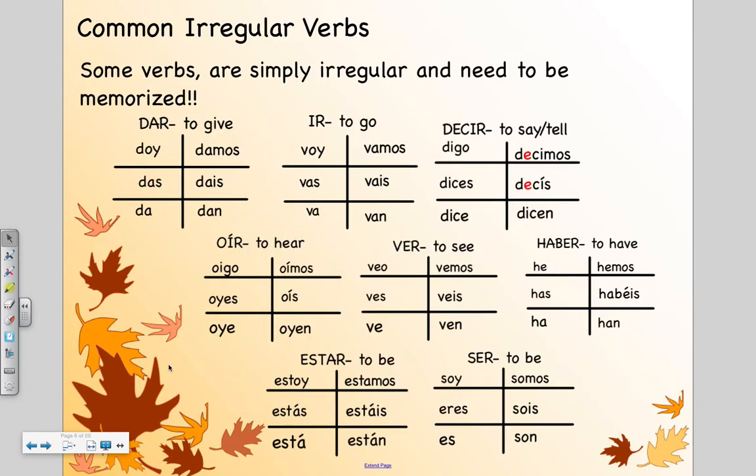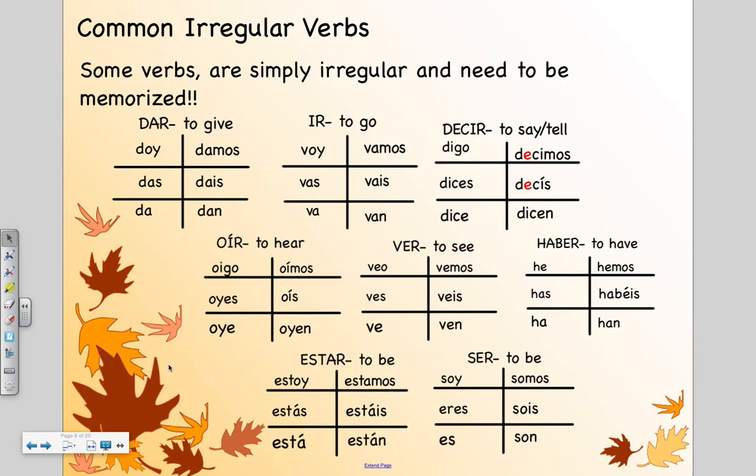And speaking of freakish little verbs, here are the major irregular verbs that you have to know. Dar, to give: doy, das, da, damos, dais, dan. There's no accent on vosotros. Ir, which is almost exactly the same as dar. The only difference between dar and ir is dar starts with D and ir starts with a V. Why? We don't know. Actually, Latin knows, but we're not doing Latin. So ir becomes voy, vas, va, vamos, vais, van. You guys all know ir. Just remember, once again, there's no accent on the vosotros form.